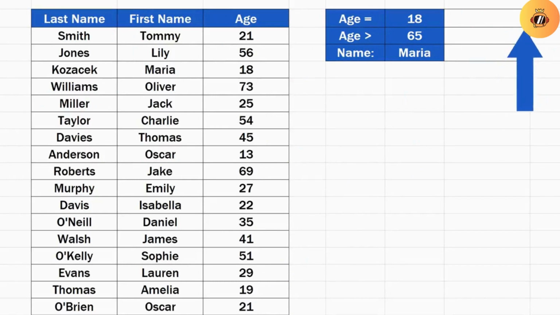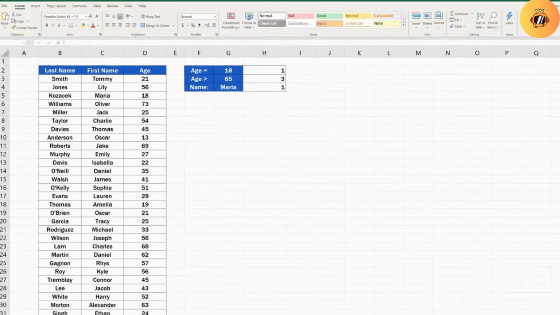Thanks to this function, you can also get the count of people who are over 65 or whose name is Maria. Depends on what you need to find out. So, let's see how to do all this.